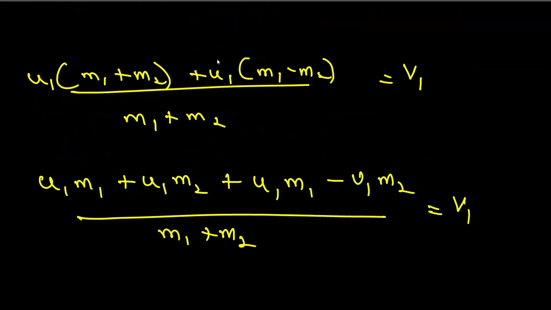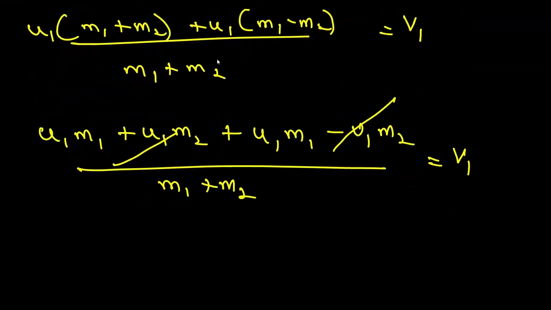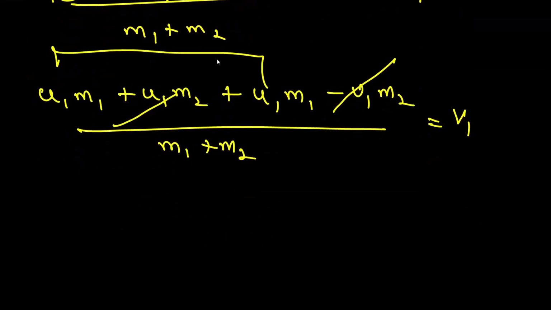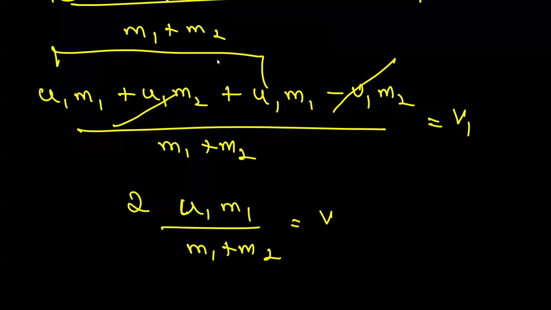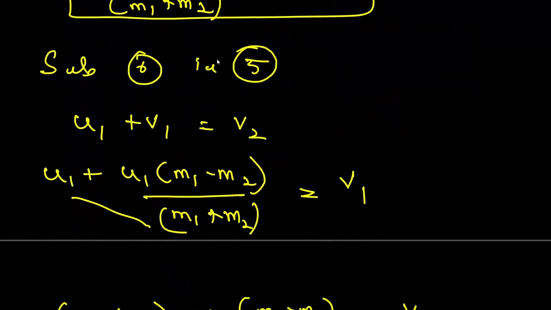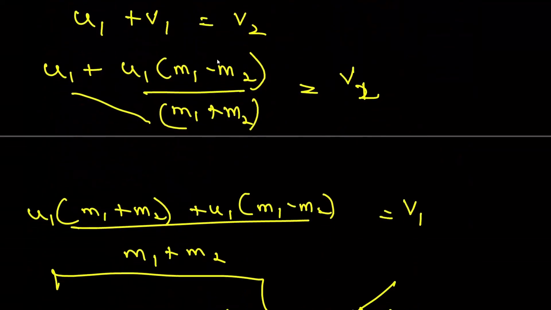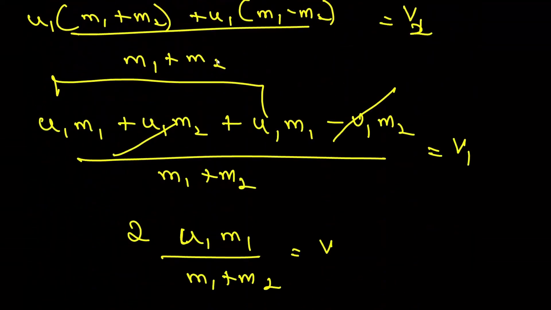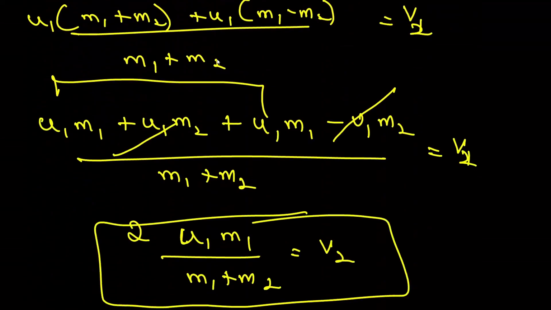Now see what can get cancelled. U1 M2 got cancelled. Now U1 M1 plus U1 M1 gives us 2 U1 M1. 2 U1 M1 divided by M1 plus M2 gives you V. Guys, I think I've gone wrong here. Can you observe? Right-hand side says V2. Why am I writing V1? A small mistake there. V2, V2, V2, and V2. This is my final answer for elastic collision.